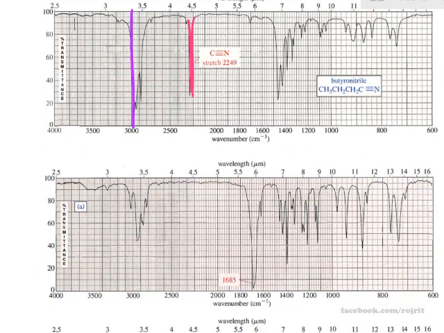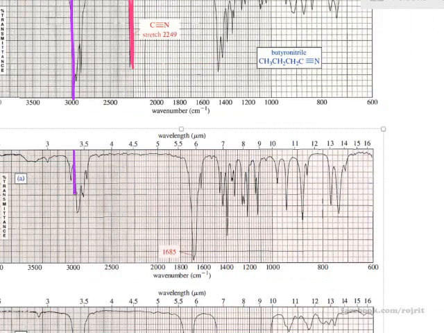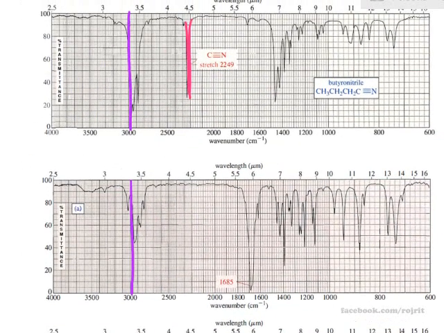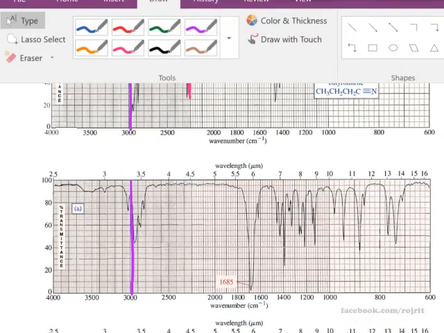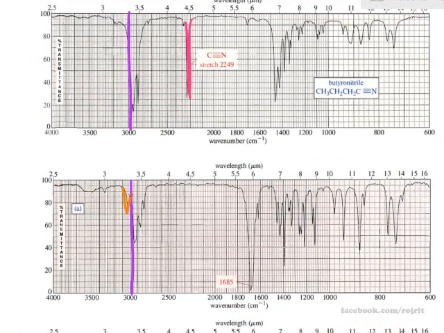Now come to this one. This is quite interesting as well. First of all, you have to mark 3000. As you can see, from 3000 there is something a little bit higher than 3000, and this is the character of CH of alkene, right? But as I said, you have to confirm it with C double bond C as well at around 1600.